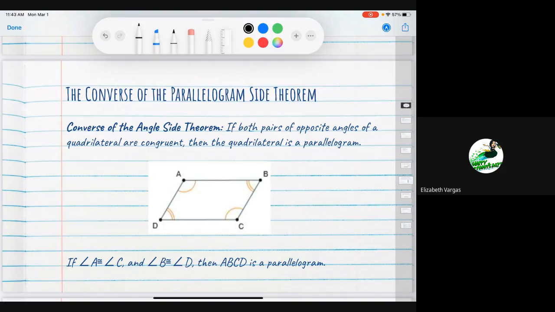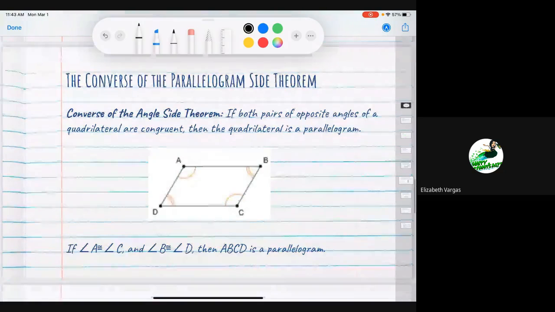And so here's another example of a converse. The converse of the angle side theorem says if both pairs of opposite angles of a quadrilateral are congruent, well then the quadrilateral is a parallelogram. So say we start with this figure, we don't know any information about this figure.